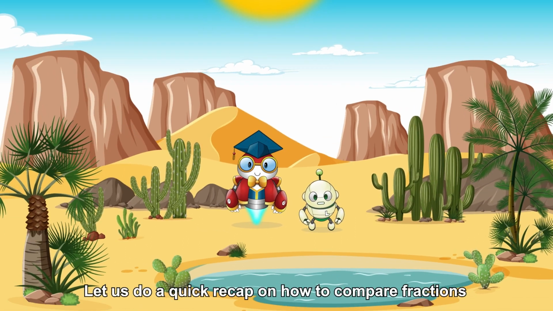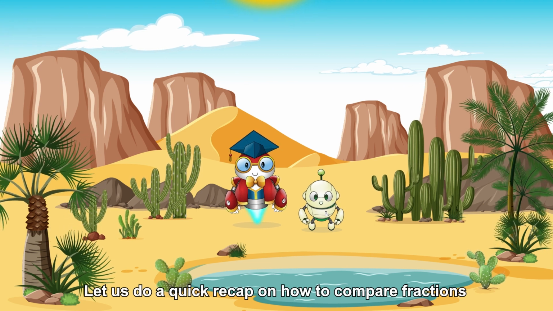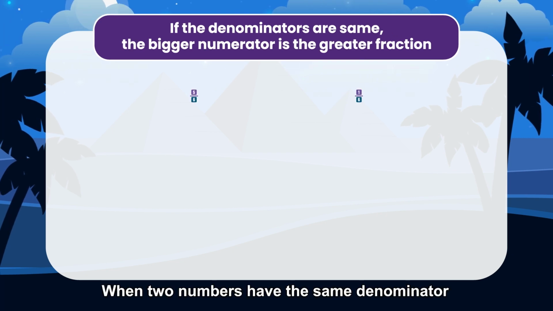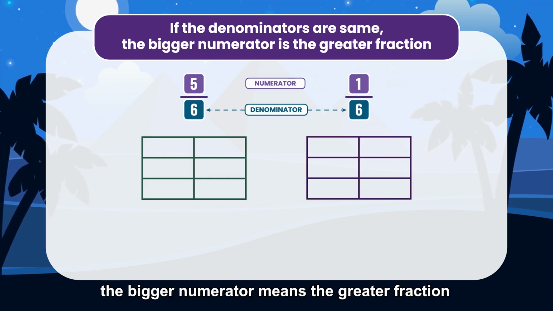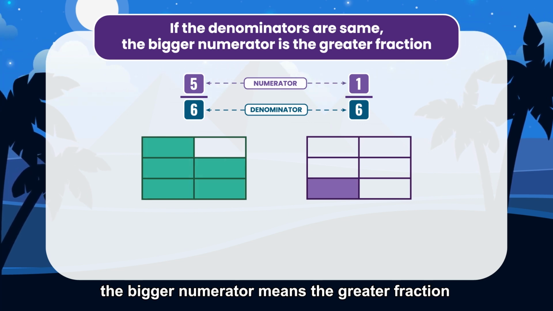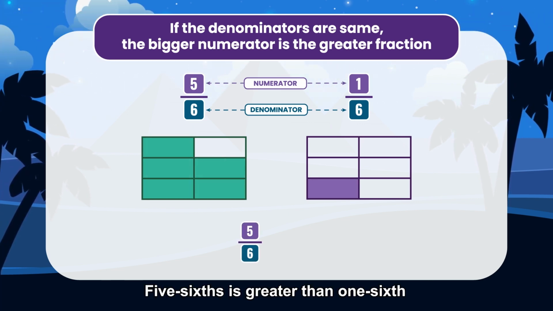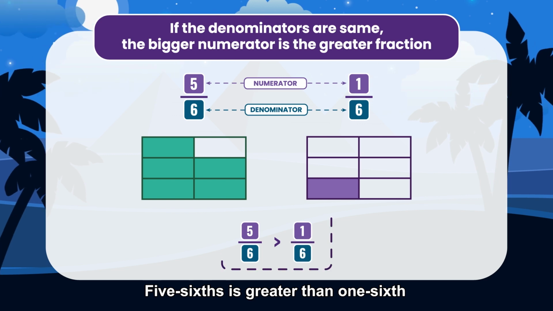Let us do a quick recap on how to compare fractions. When two numbers have the same denominator, the bigger numerator means the greater fraction. 5/6 is greater than 1/6.